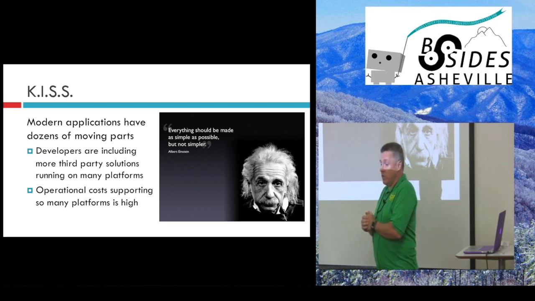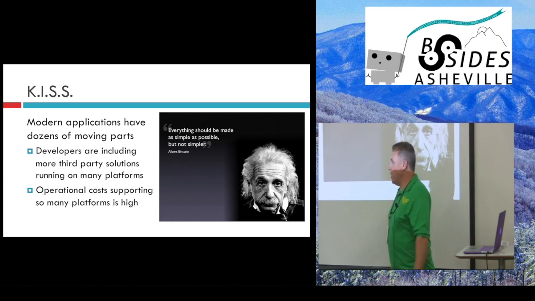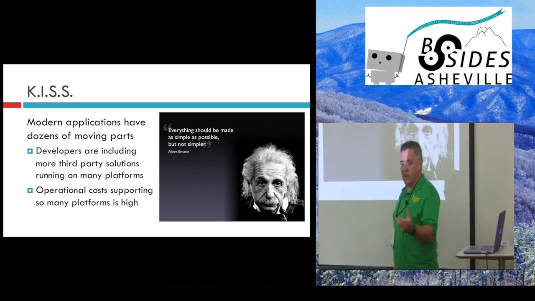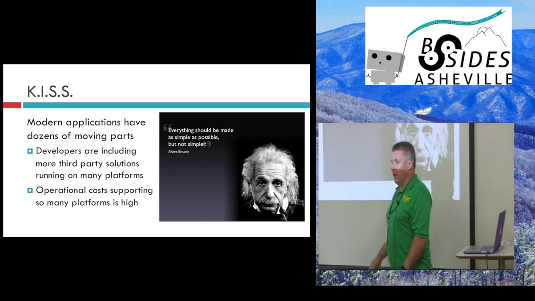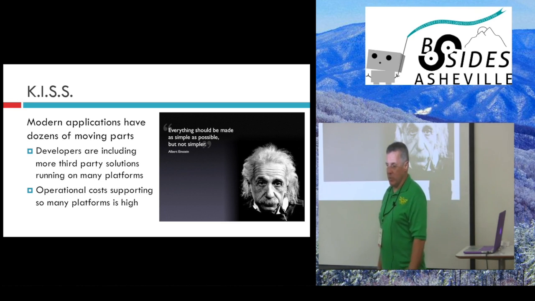The modern applications, especially the one that I work on, have hundreds of moving parts. And as the developers keep relying more and more on these third-party solutions, you see somebody who wants to do something in Ruby, and somebody who wants to do something in Go, and somebody who wants to do something in Python. From an operational standpoint, it's impossible.